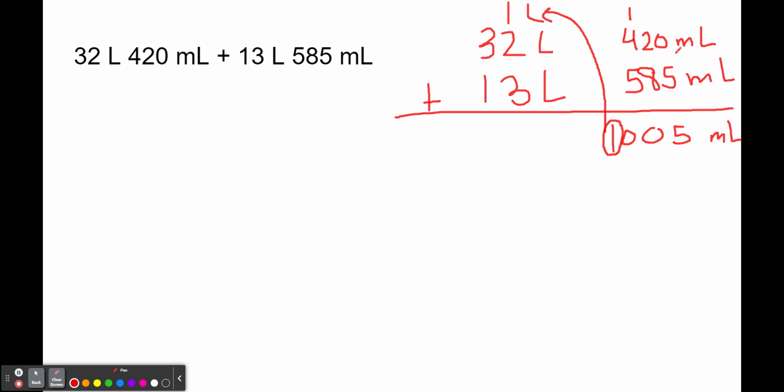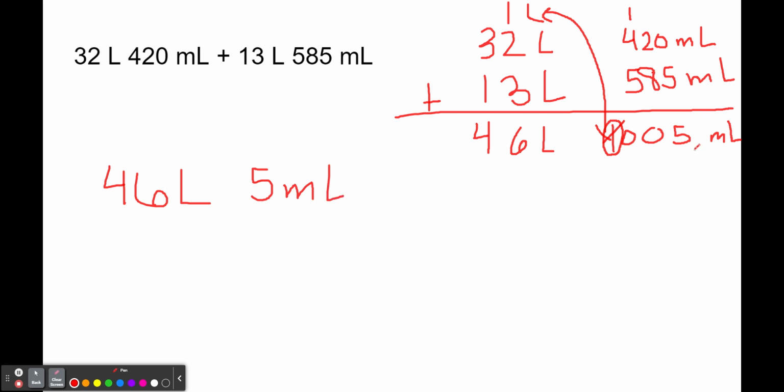that I can add. So now I have 1 liter plus 2 liters, which is 3 liters, plus another 3 liters is going to give me 6 liters, plus 1 liter plus 3 liters. So 3 tens and 1 ten is going to give me 4 tens. So we have 46 liters. So now, since we moved over that 1,000 milliliters into a liter, I have 46 liters and 5 milliliters.